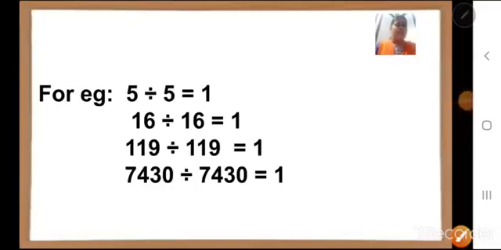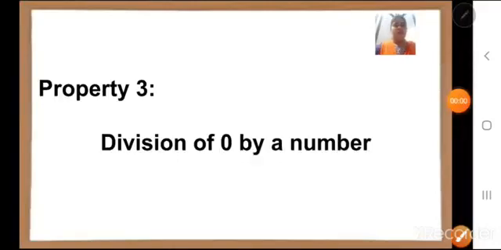Likewise children, based on the property, here are few examples. 5 divided by 5 will give you 1. Like that, 16 divided by 16 is equal to 1. Any number you can take. 119 divided by 119 is equal to 1. Or 7430 divided by 7430 is also equal to 1.